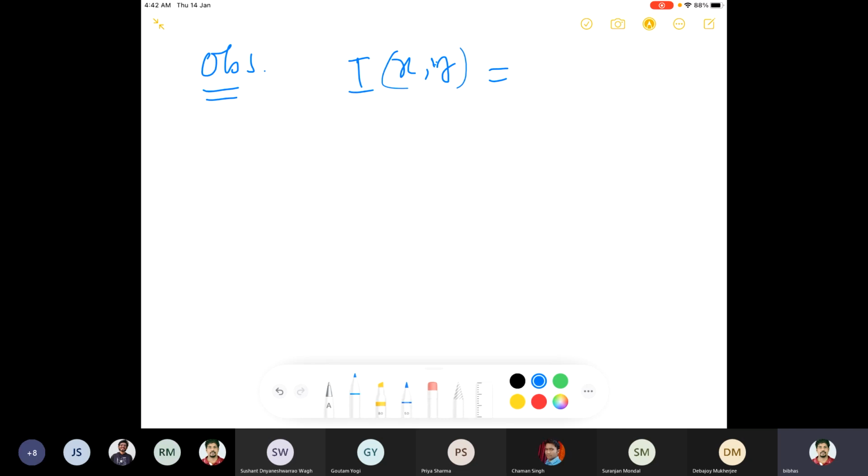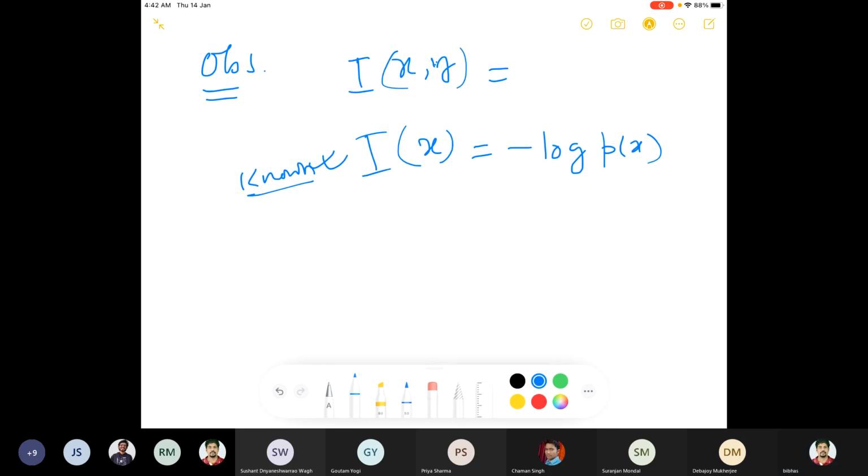How can we define this? What do we know? We know this self information, which is minus log p(x). Now this is known to me. Now I want to define the self information for a pair xy. What is it? Joint. So how do I define it now? Think.